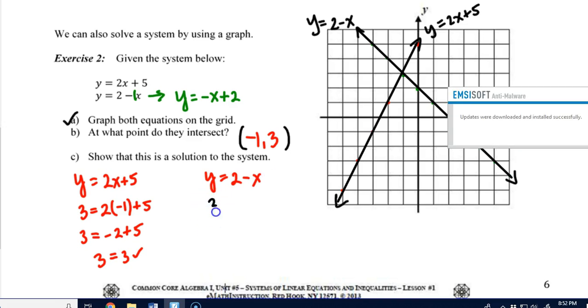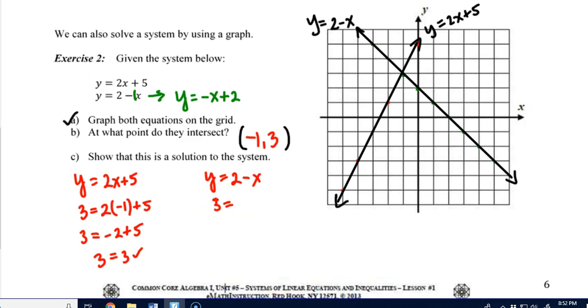Hopefully you made that substitution. Okay, again, when I substitute with a negative, I always want to put parentheses around it. Well, that's really just like 2 plus 1, right? So 3 equals 3. We're in good shape. Nice.